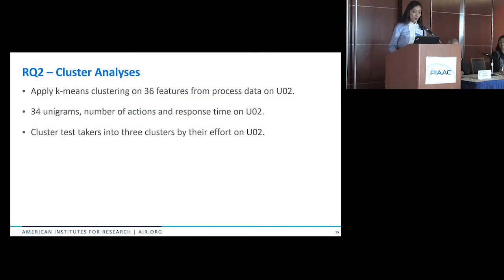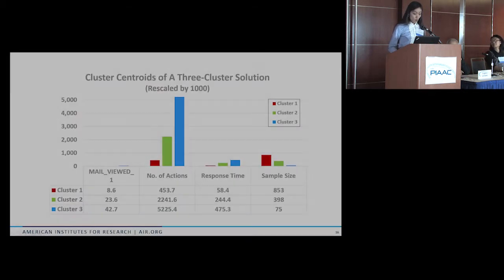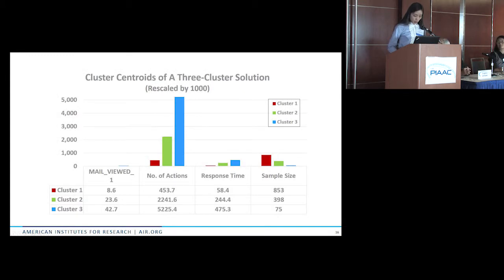So for research question 2, we use a bottom-up approach. Assuming that the only thing you know about the test takers are these single actions, which we call unigrams, number of actions, and response time, what does the latent clustering structure look like for these test takers? So here you see we have 3 clusters. The majority of the test takers are in cluster 1 with very low frequency of actions, very low number of actions, and low response time.